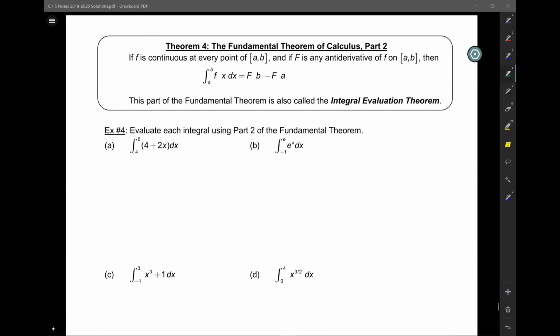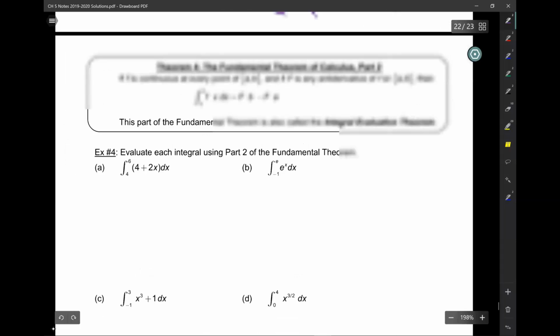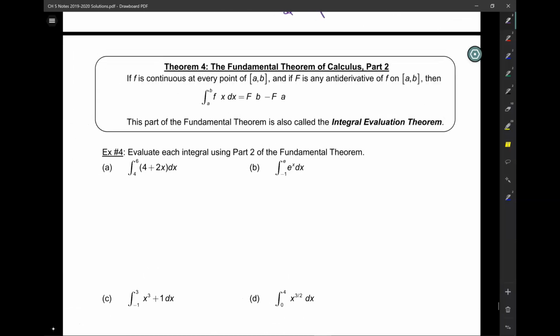Right. So, fundamental theorem of calculus, part 2. Part 2 basically says if f of x is continuous at every point in a, b, then if I have the integral from a to b of f of x dx, the integral will just be equal to the antiderivative evaluated at b minus the antiderivative evaluated at a.